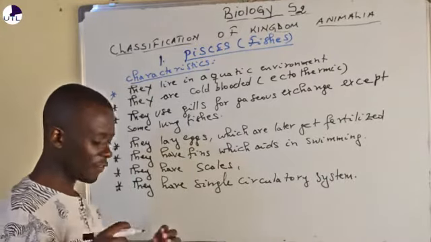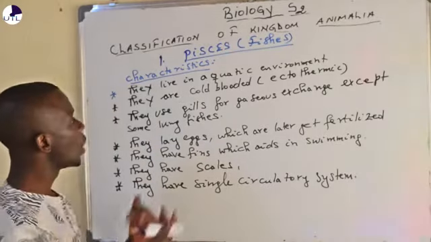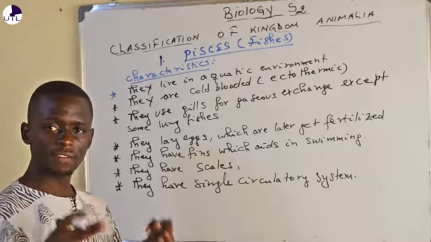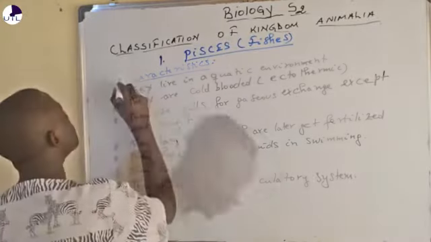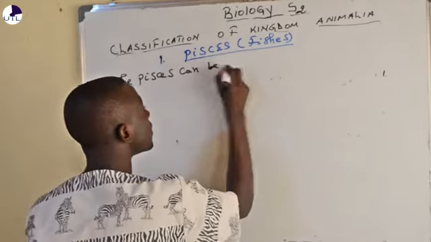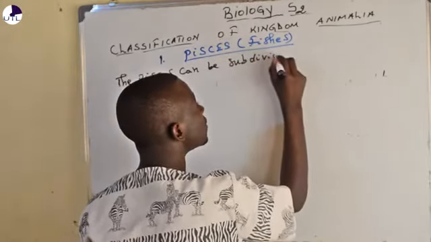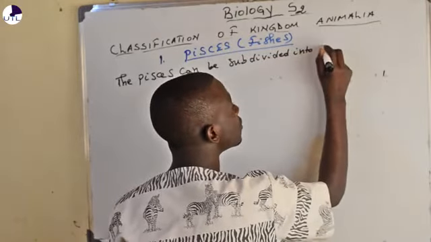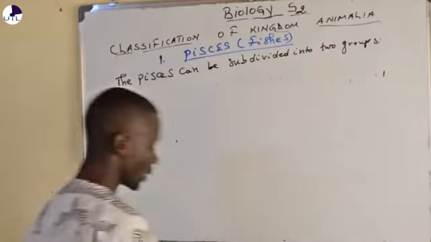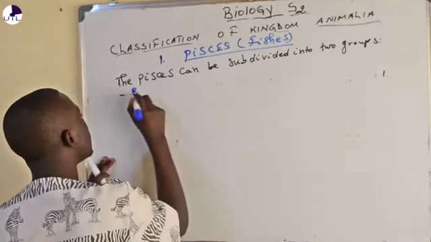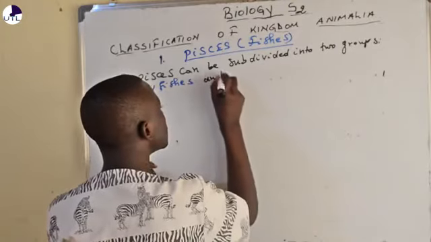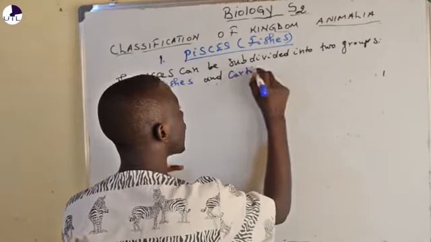There are a lot of different characteristics for these organisms under the class of Pisces, and they can be subdivided into two groups, which are the bony fishes and cartilaginous fishes.